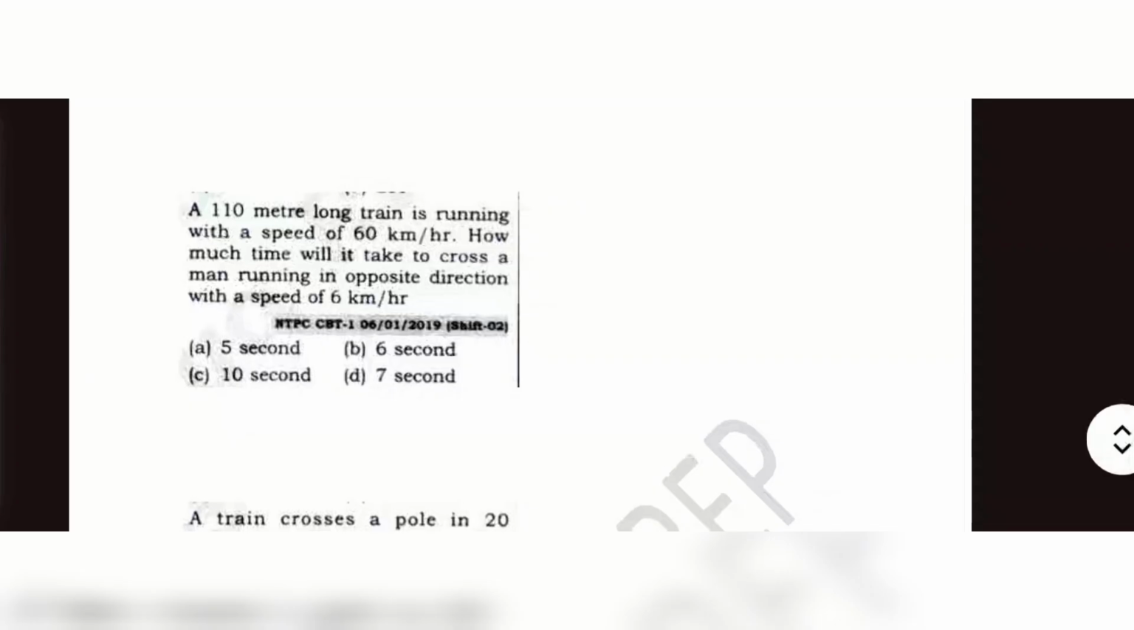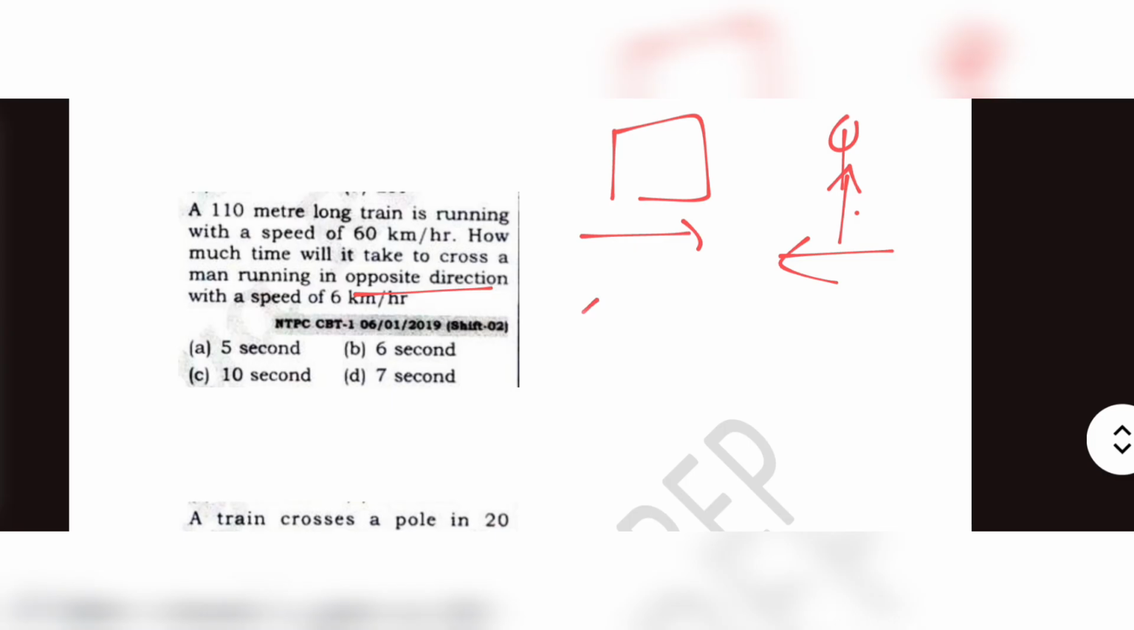A 110-meter long train is running with a speed of 60 kilometers per hour. How much time will it take to cross a man running in the opposite direction? Again, this train and this man, one is going this way, one is going this way. So the relative speed is nothing but the addition of both, that is 60 kilometers per hour and 6, that is 66 kilometers per hour.